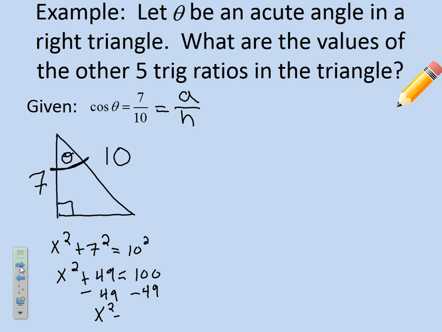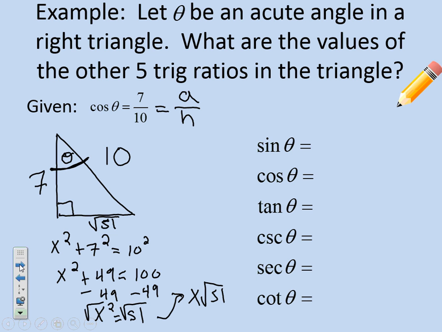X squared equals 51. Square root both sides. This one, x is going to equal the square root of 51. So here I have the square root of 51 for this side. Now that I have my triangle filled out, I can finish filling out the rest of my trig ratios.